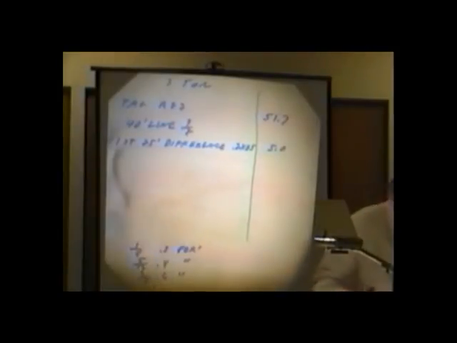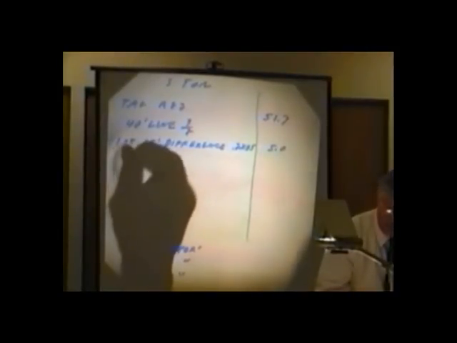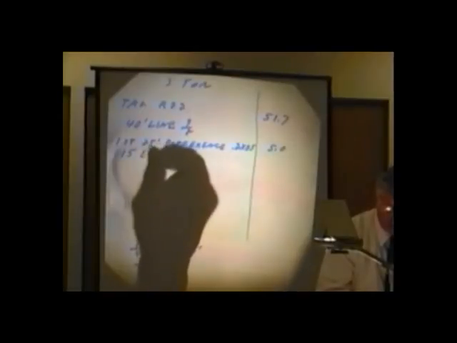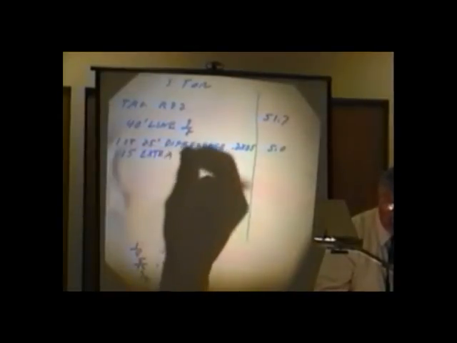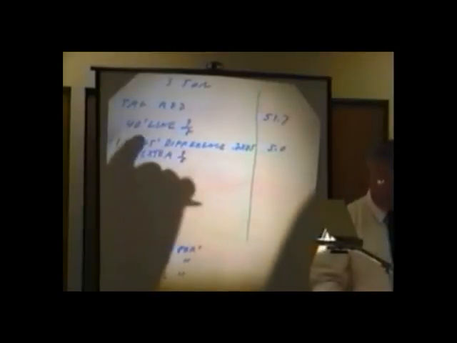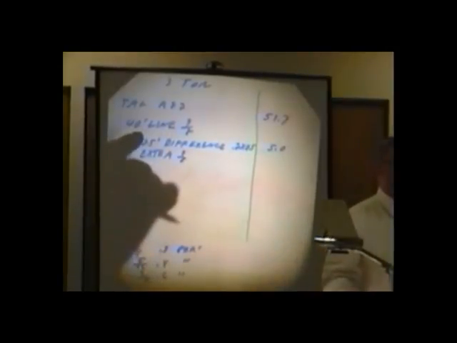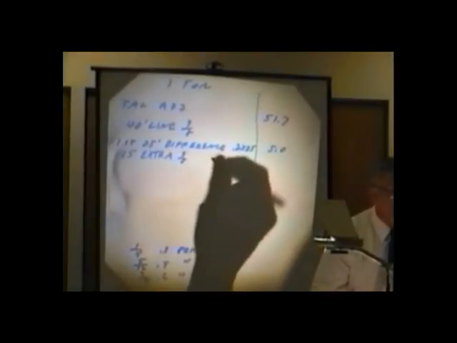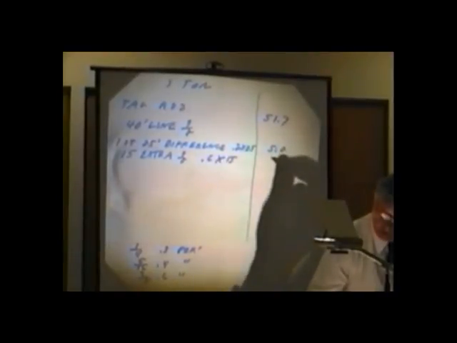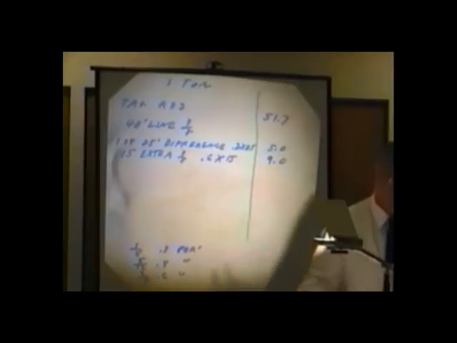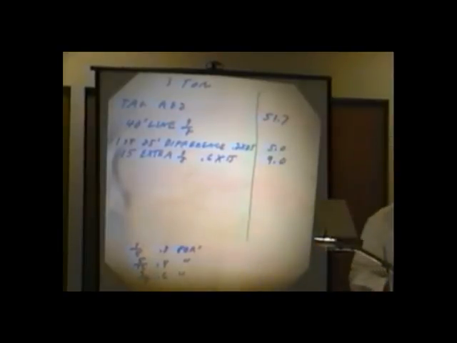Now, I also have 15 feet of extra 3/8 line because I'm putting in 40 feet. That's 15 feet beyond the 25 feet, correct? So now I have to take how much times 15? 0.6 times 15 is how much? Is that 9 ounces? 0.6 times 15 is 9 ounces, correct? But we ain't done yet.